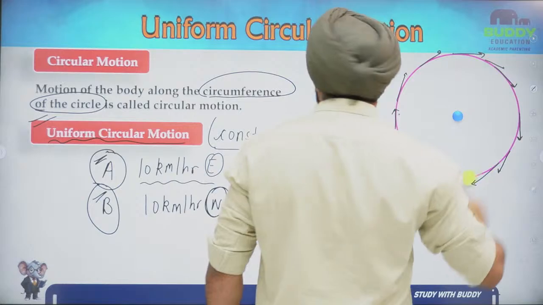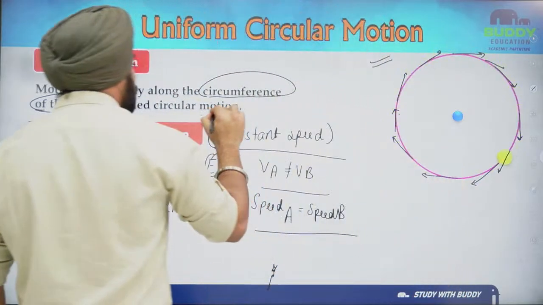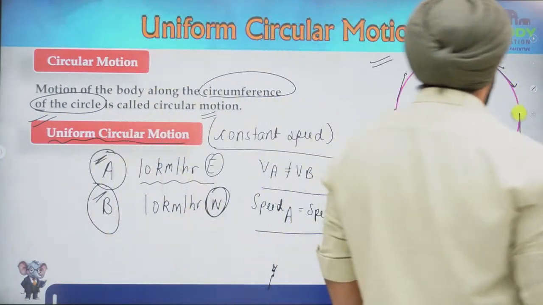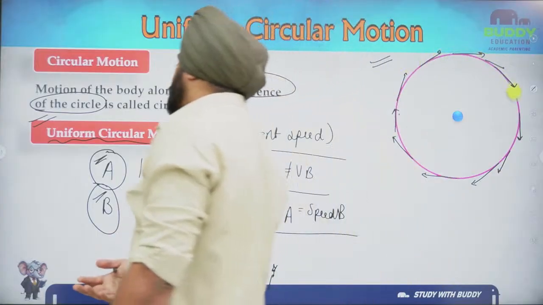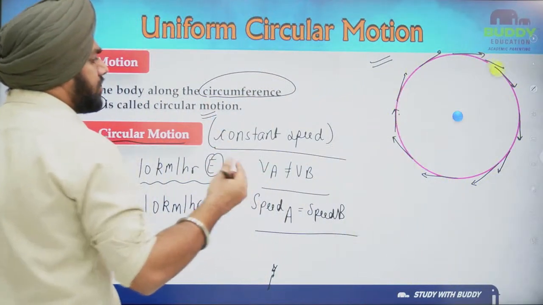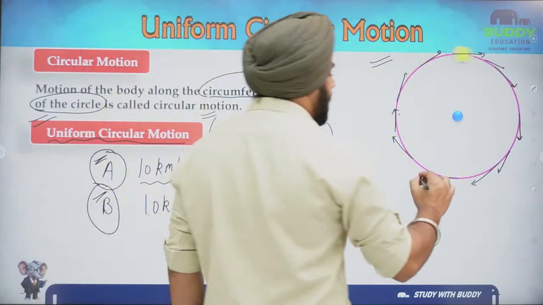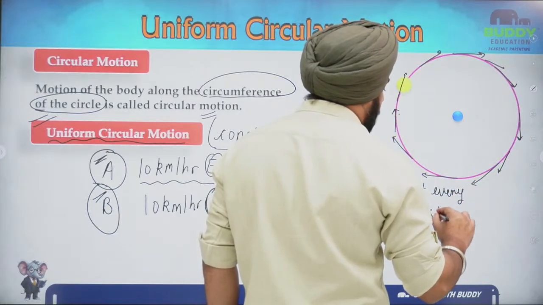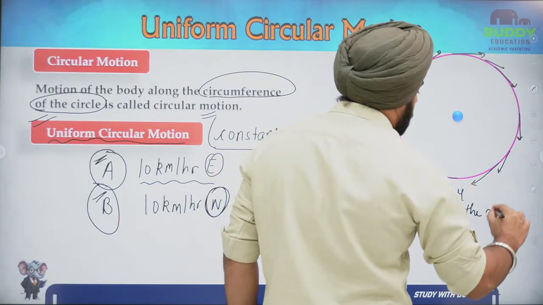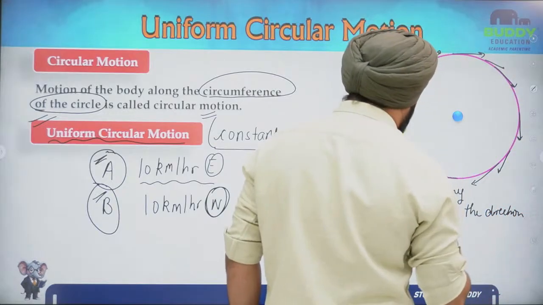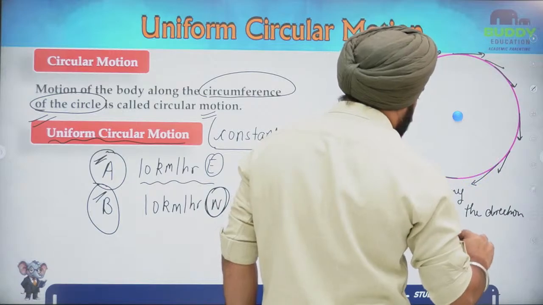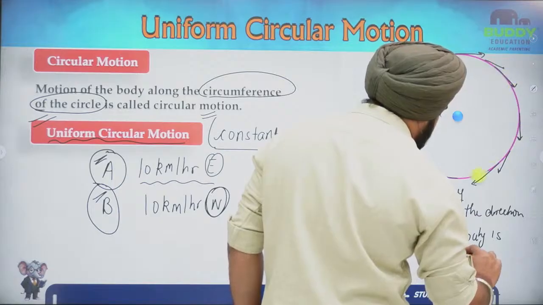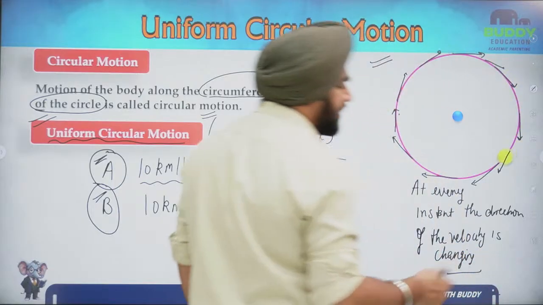Whenever I am saying that in a uniform circular motion the speed is constant but velocity is not, you should know, for the particle to move under circular motion or uniform circular motion, its speed only has to be constant. Velocity cannot be constant, because at every instant, the direction of the velocity is changing.